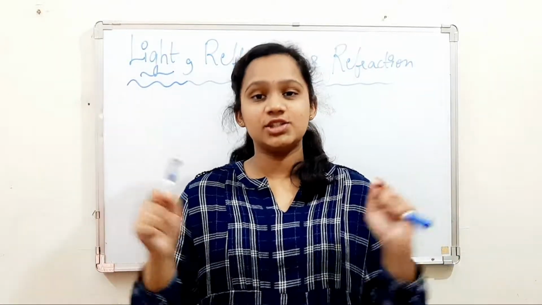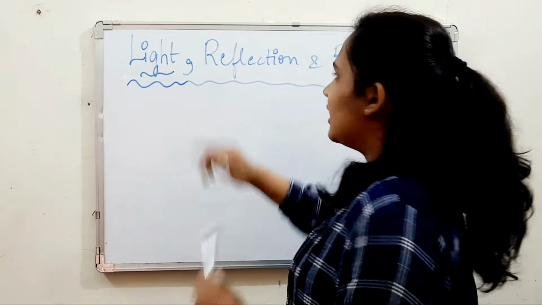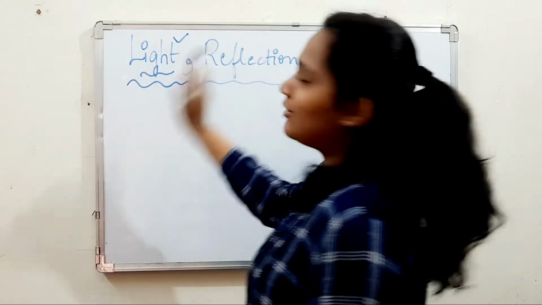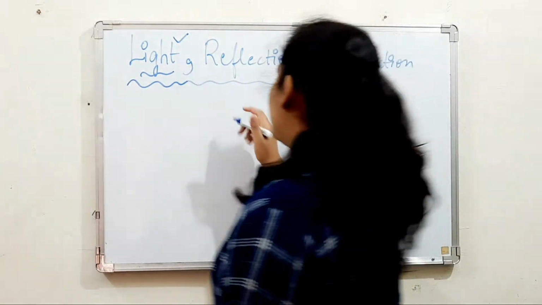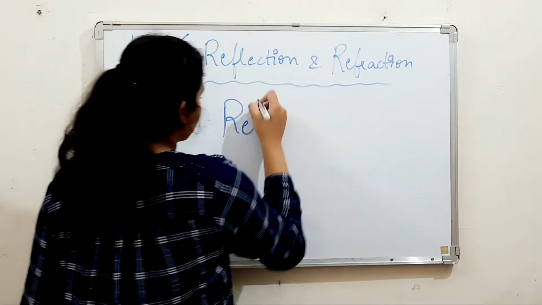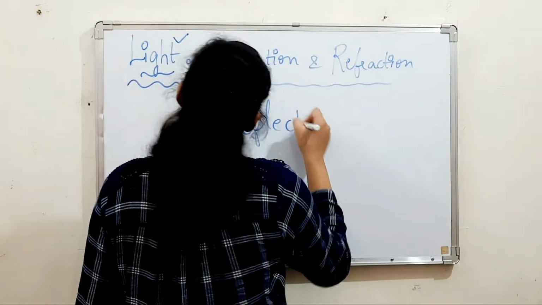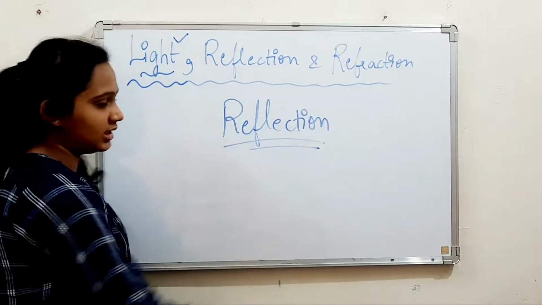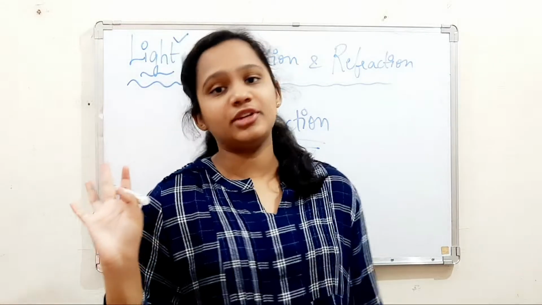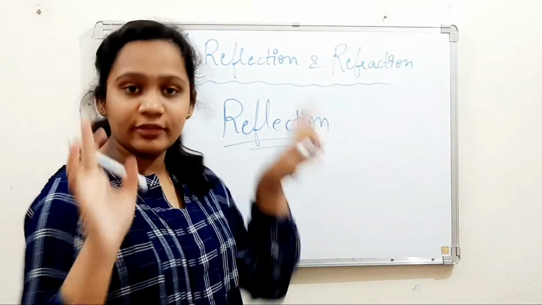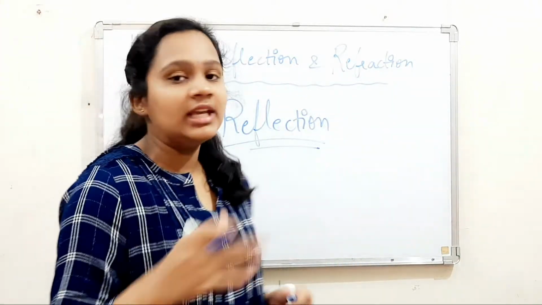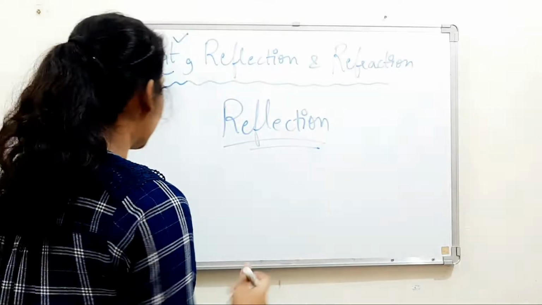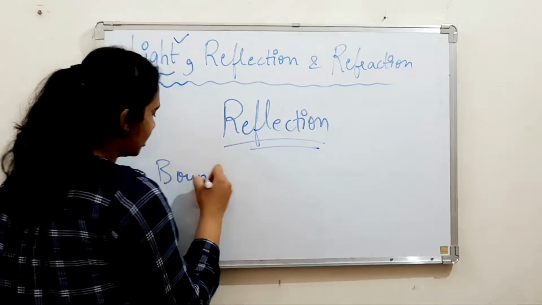Okay guys, now let's talk about reflection. Light topic is done. That was everything about light. Now let's talk about reflection. What is reflection? You were hearing this word since your 6th grade. Yes or no, say me. You were hearing this term since the 6th grade. And you know the definition of the reflection. If no, then don't worry, I am here to help you guys. So reflection is nothing but bouncing back of light.